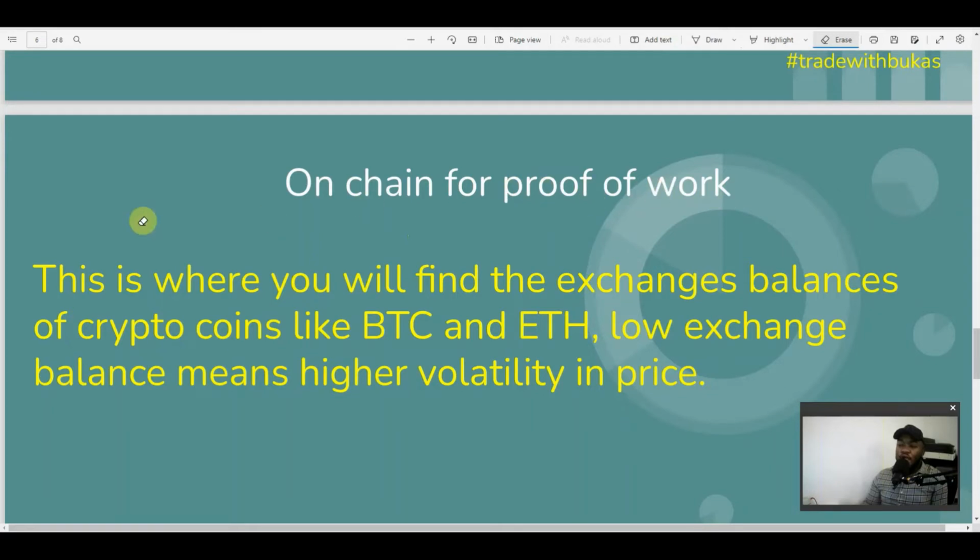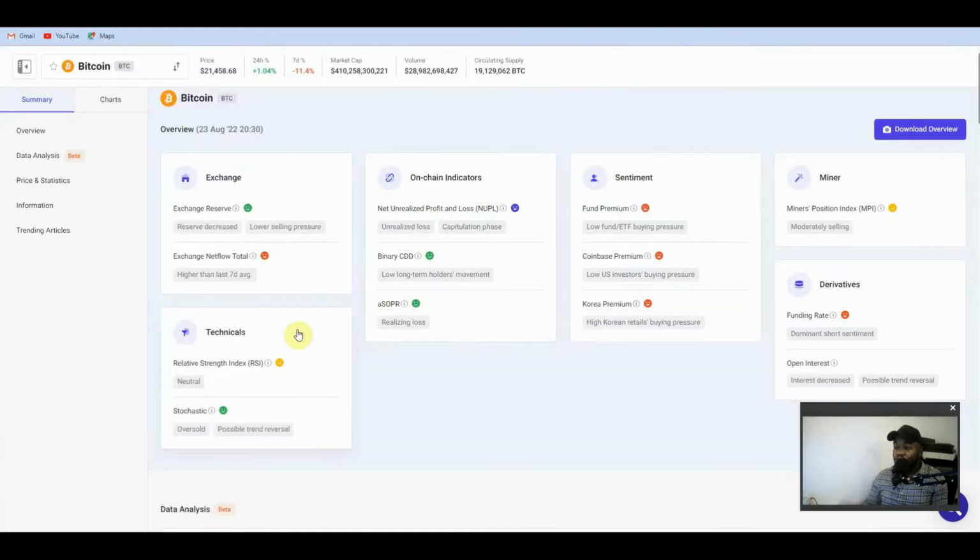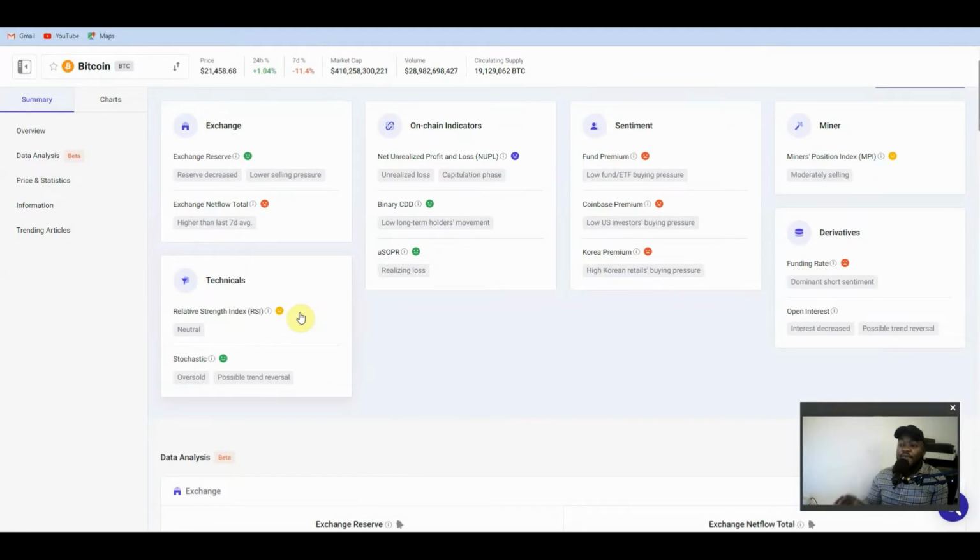For proof of work, this is where you will find the exchange balances of crypto coins like BTC. Low exchange balance means higher volatility in the price of that asset. Now these things can be made available using this particular tool. This is a really big tool. If you have not been learning anything in this video, this is the time you need to pay attention. In summary, all these sites will show you everything that is happening in the crypto market.